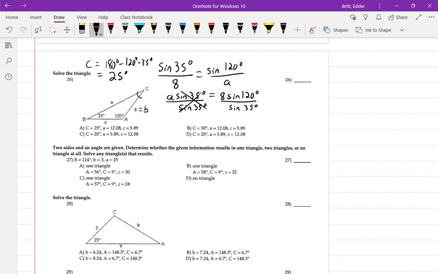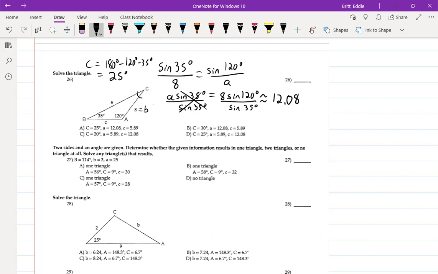So I want to do that in my calculator. I have to round to 2 places it looks like, if you look at the answers. 8 times sine of 120 divided by sine of 35. And I get that side A is about 12.078, so 12.08.